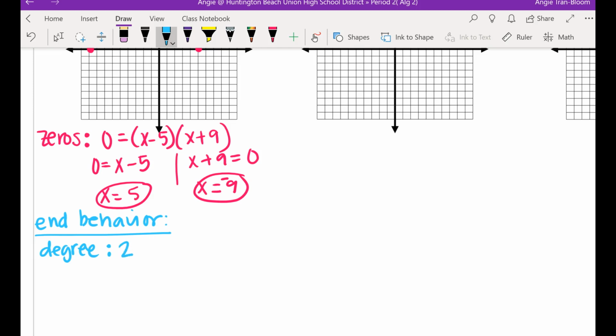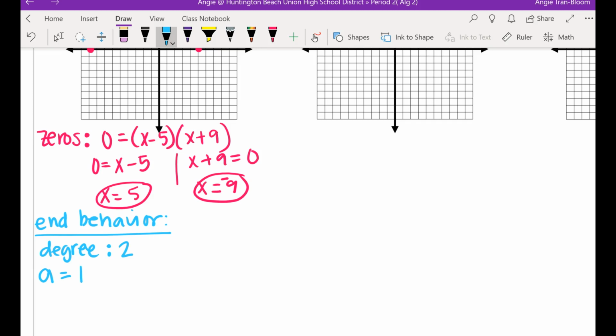The end behavior also is determined by the a value in the front. What's the leading coefficient in the front? What's in front of x squared? If I were to fully multiply that all out, 1. You guys agree with that value? Okay. So if I multiply that all out, it's going to be 1.